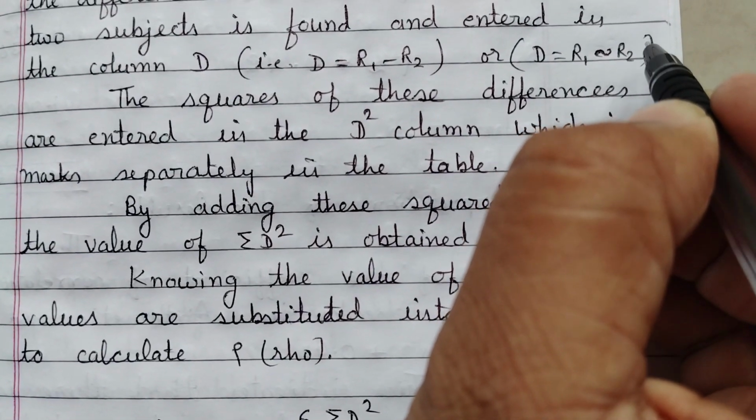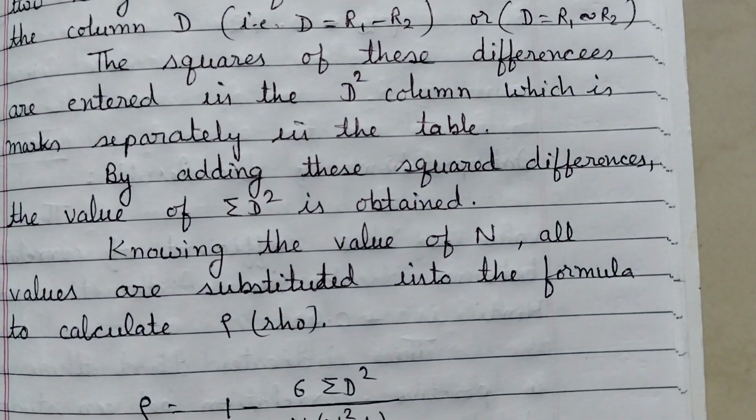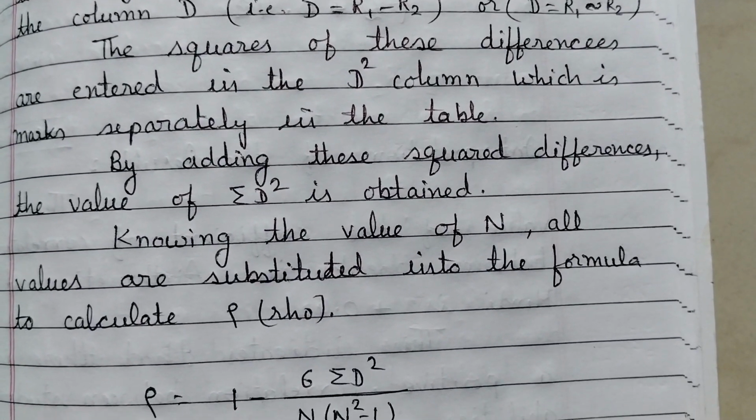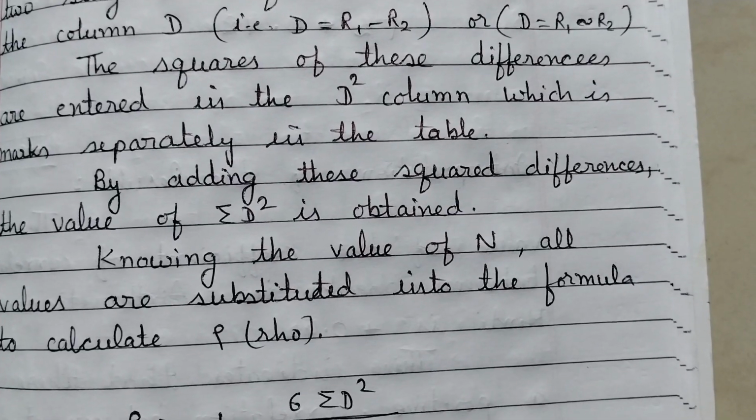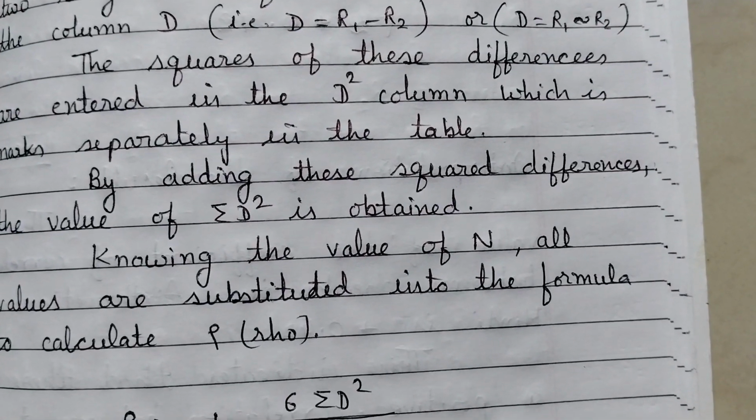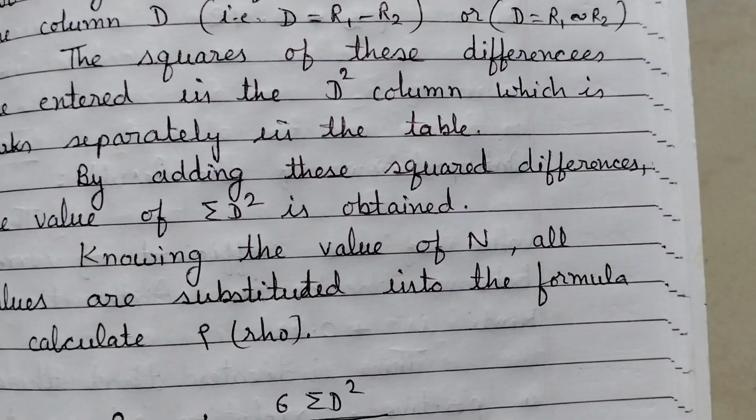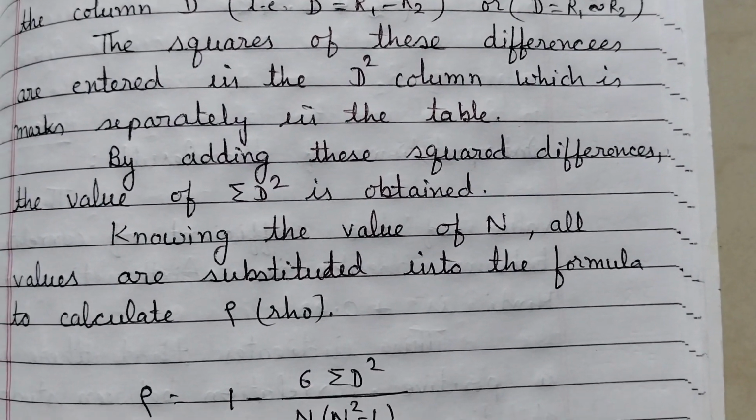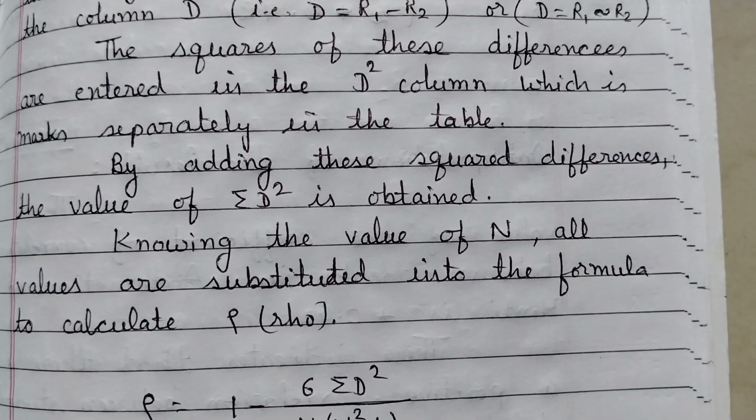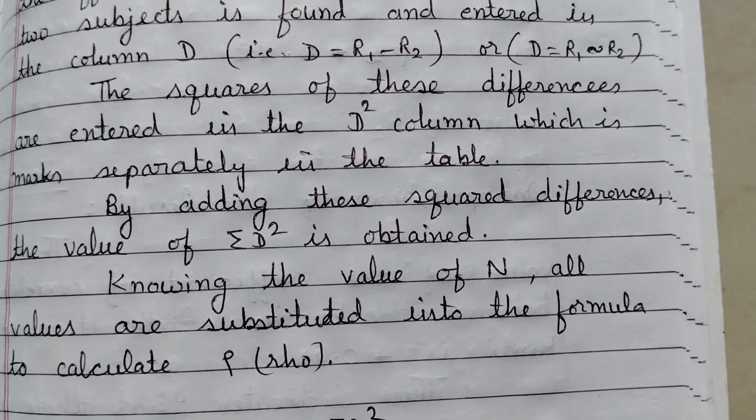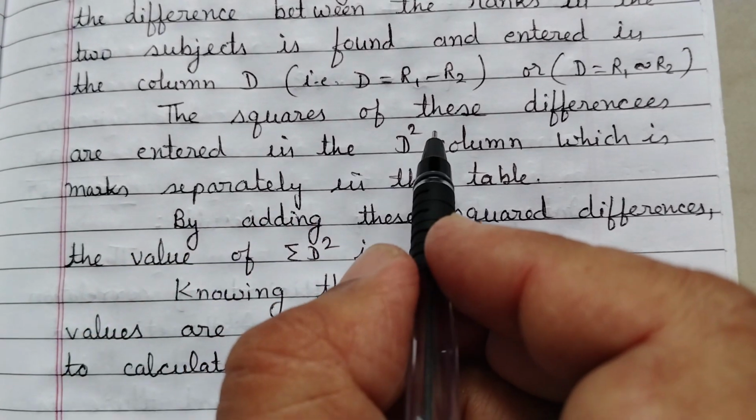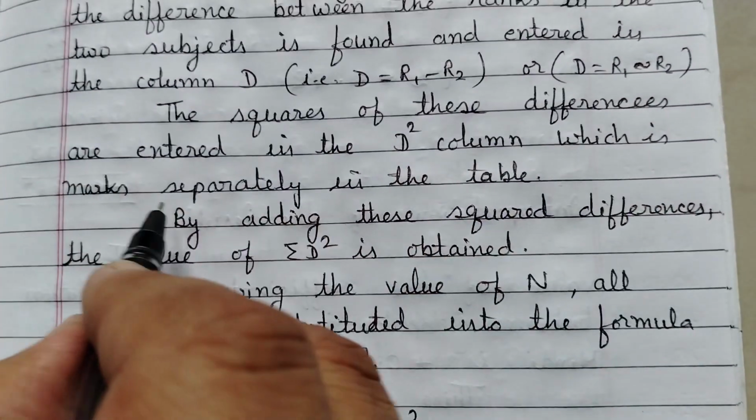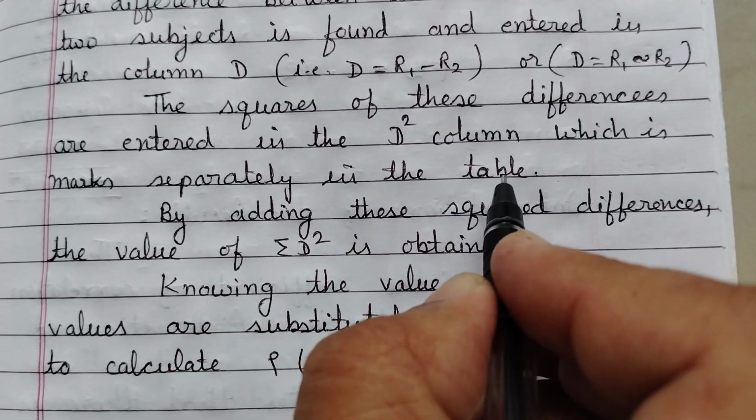Whether you are subtracting and putting a minus sign or not, in the next column we are preparing the difference square column. If there is a minus sign, minus squared becomes positive. So it does not matter whether you write the minus sign or not, but the meaning of difference is subtraction. The squares of these differences are entered in the D square column, which is marked separately in the table.